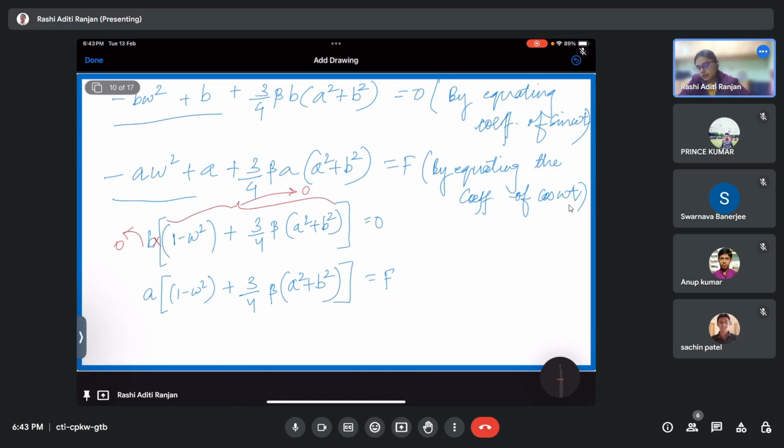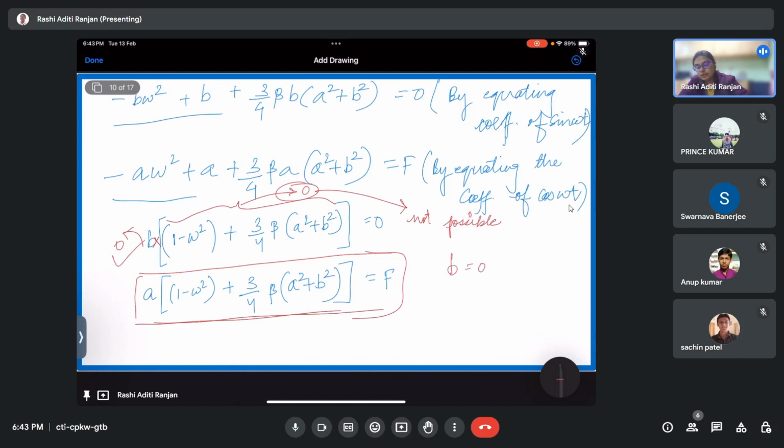Now, if you see the second equation, the term that is in the square bracket is the same as that of the first equation. So, if this term inside the square bracket is 0, then this expression is wrong. If I assume that this is equal to 0, this is not possible. If the system is oscillating, this is not going to happen. So, then what is the probable solution? This one. B is equal to 0.